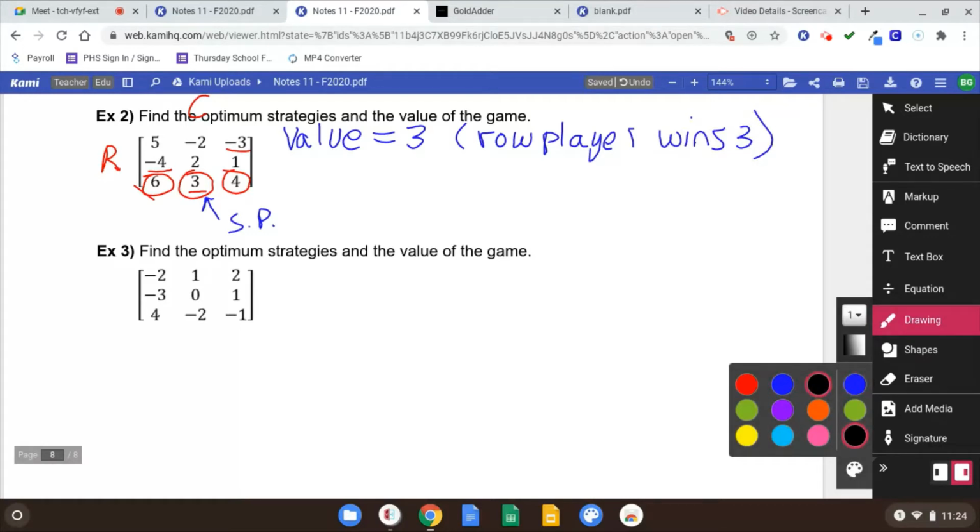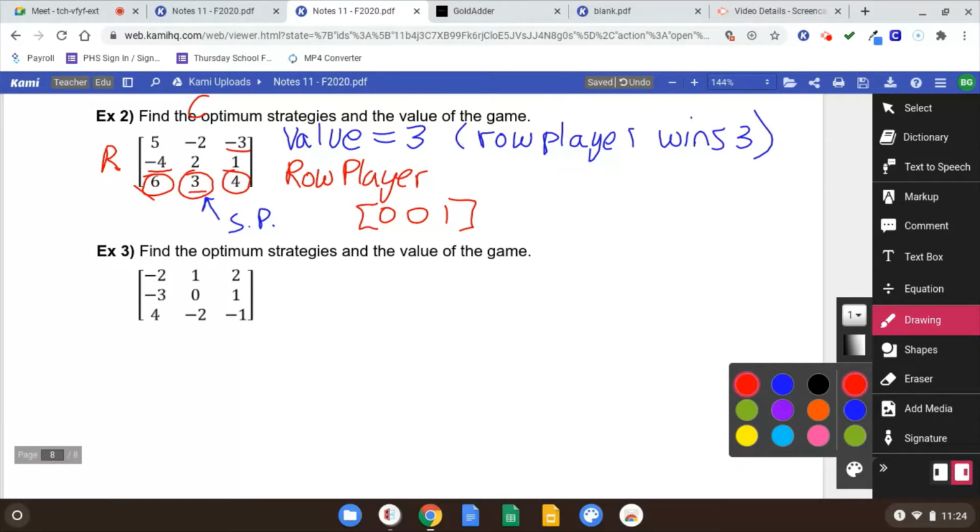Think about the row player's strategy. I'm not sure that we've written it in this way before, but the row player should be playing row 3 every time, right? That's what that means. Row player plays row 3 every single time. So let's write it as a vector. Like that. That means the row player is going to play row 3 100% of the time.